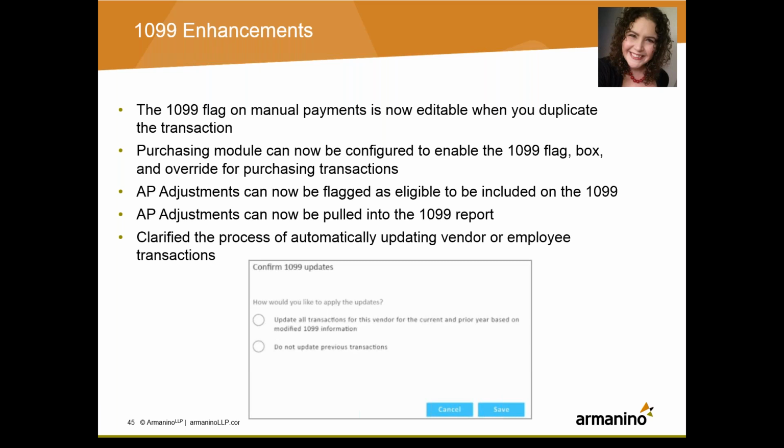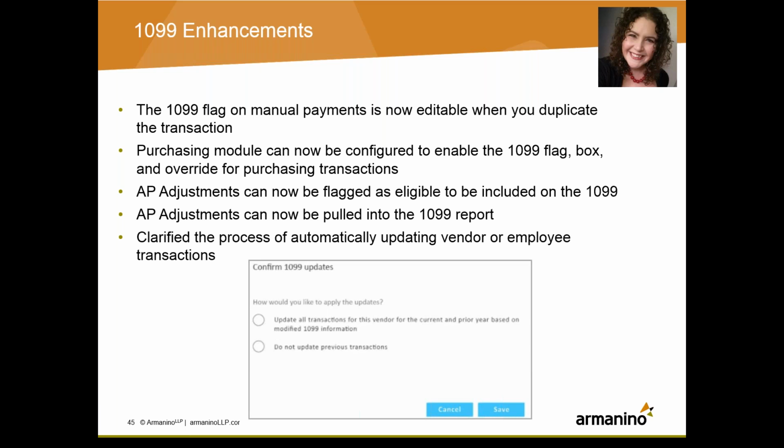The 1099 flag on manual payments is now going to be editable when you duplicate the transaction. Previously, when you duplicated a manual payment, it duplicated that 1099 flag, but it was grayed out and you couldn't adjust it. So now you can adjust the flag, the box, and the override on that as well.